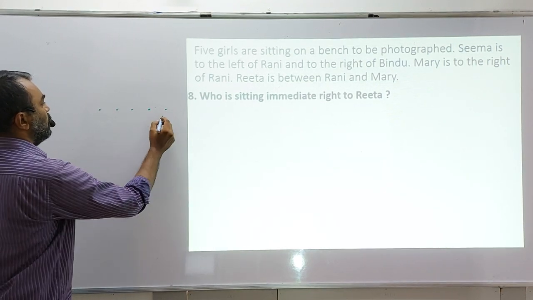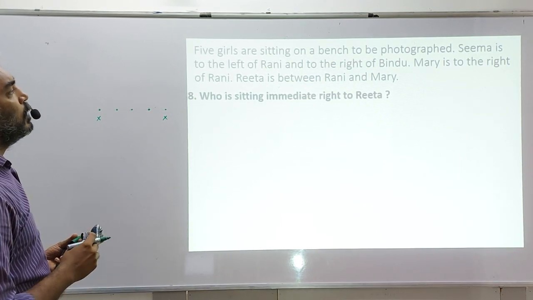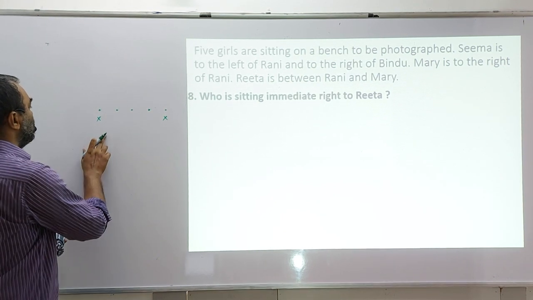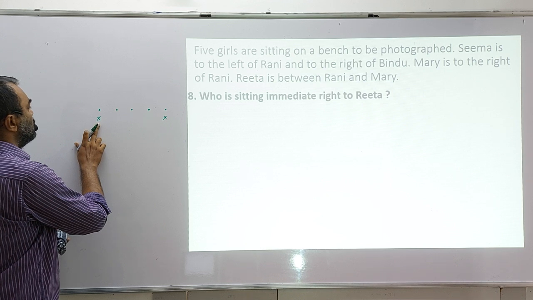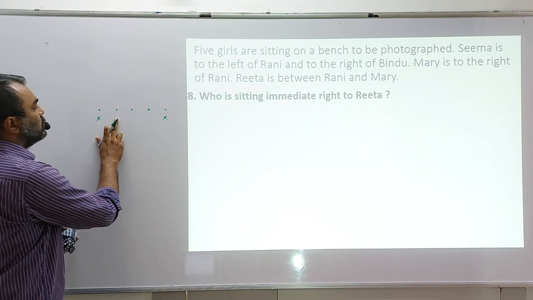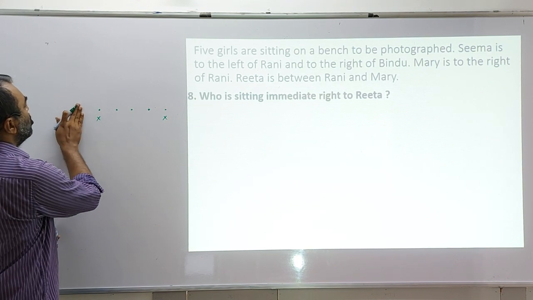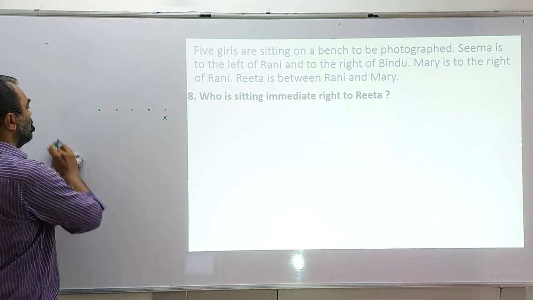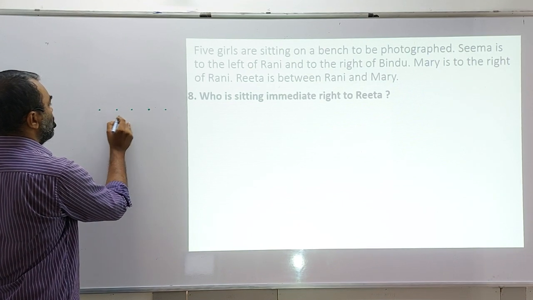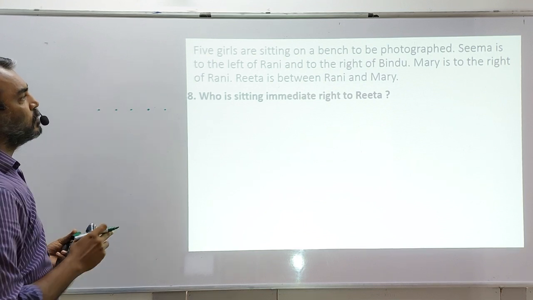Now you know one thing, I cannot put Seema here and I cannot put Seema here. Why? Because it is said Seema is to the left of Rani. So if Seema is sitting here, and she is to the left of Rani, then Rani can come here, but she is to the right of Bindu. So if she is sitting here, then Bindu must be here, but there is no person here. So Seema cannot come here. In the same way, Seema cannot come here. So Seema can be possible here, here and here. Now there are 3 places where Seema can sit.